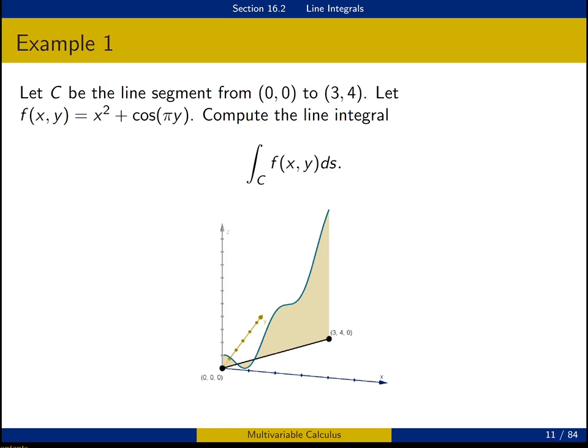What does our integral represent? Well, it represents the area under the graph of the function x squared plus cosine pi y, but over the line segment from (0, 0) to (3, 4). Actually, the graph of this function is negative at some points, and where it goes below the xy plane, as you might expect, we count that area as negative area.